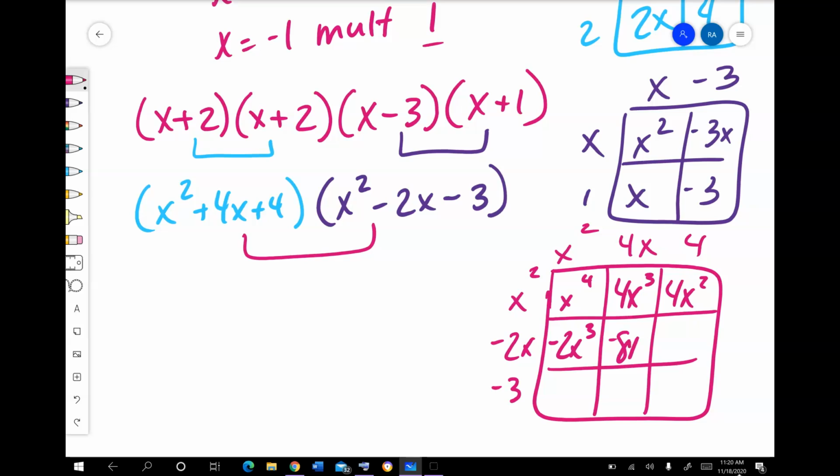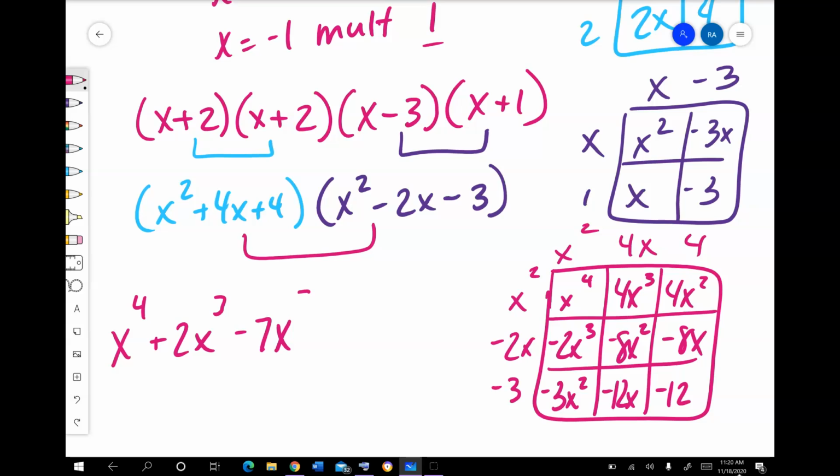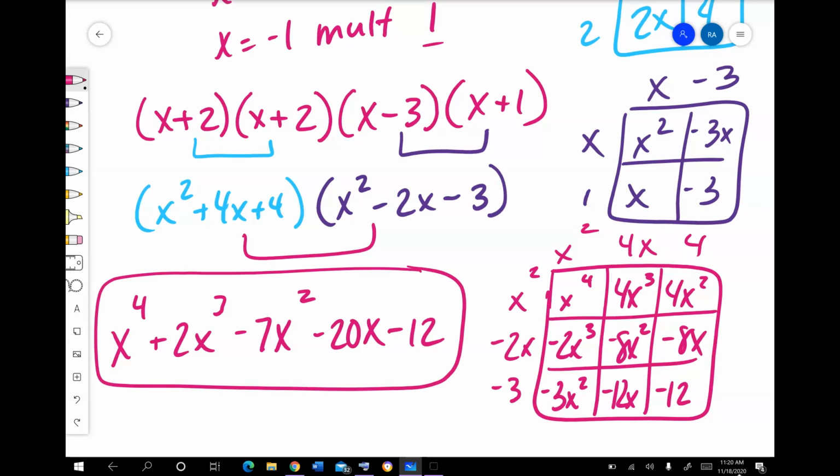All we're doing is just boxing the stuff in. Whew, using some mental math here. All right, so then pull out your common stuff. x to the 4th. The 3's can be added and get plus 2x cubed. The squares, that's going to be negative 11. Well, let's say that's going to be positive 1, negative 7. Negative 7x. That's going to be negative 20x. And then minus 12. And that would be your answer.